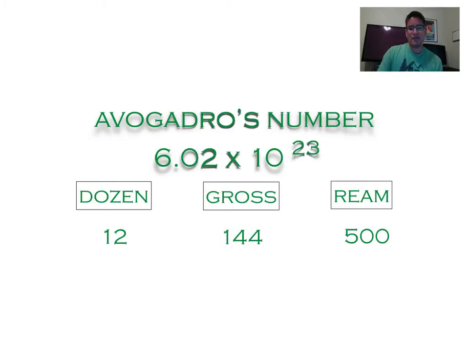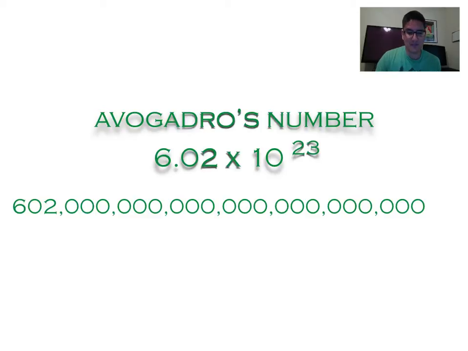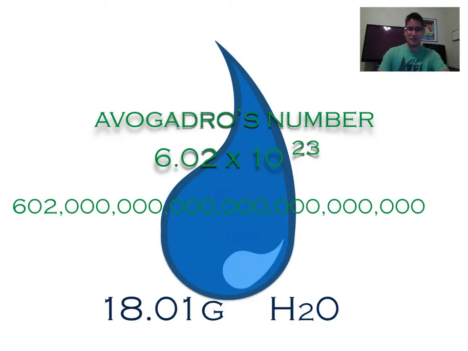Now for Avogadro's number, this standard unit is 6.02 times 10 to the 23rd power, or 602 sextillion. That's a lot. That's a lot of zeros there. That's a lot. Now, this number is not very practical with things that we can see.